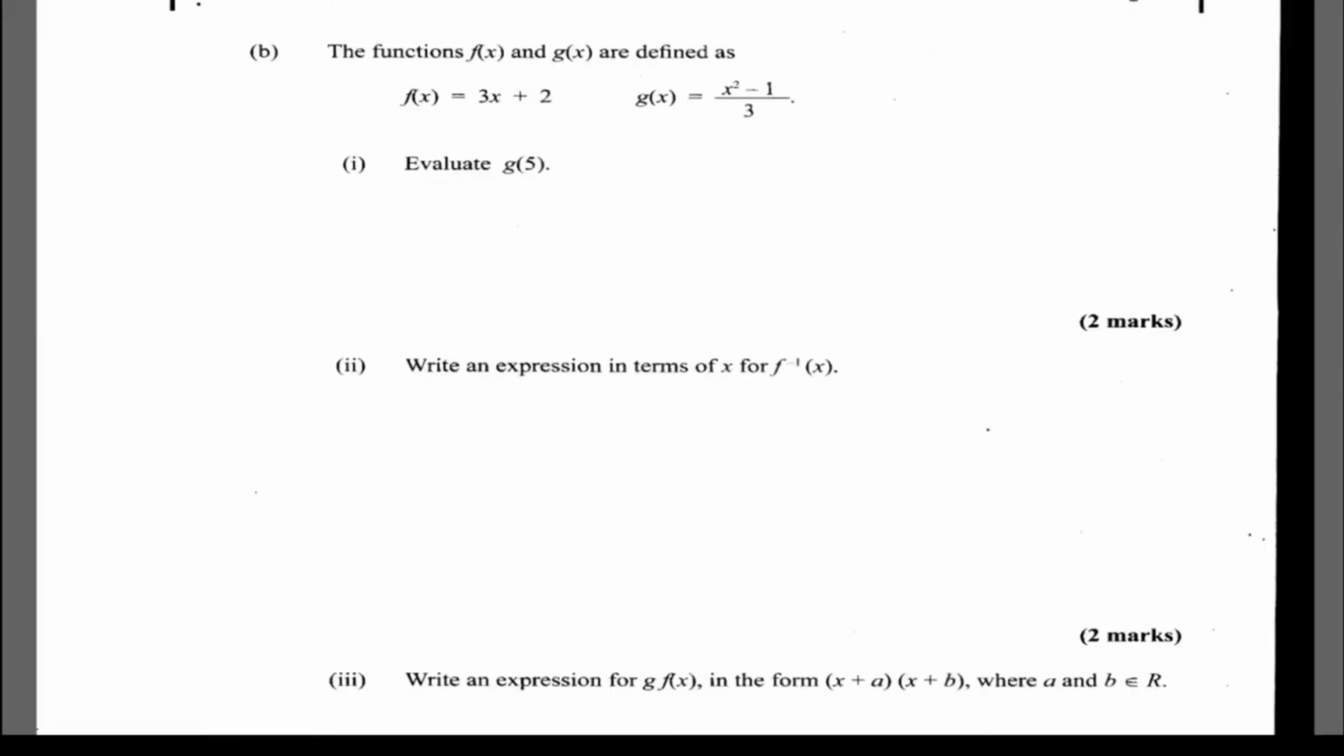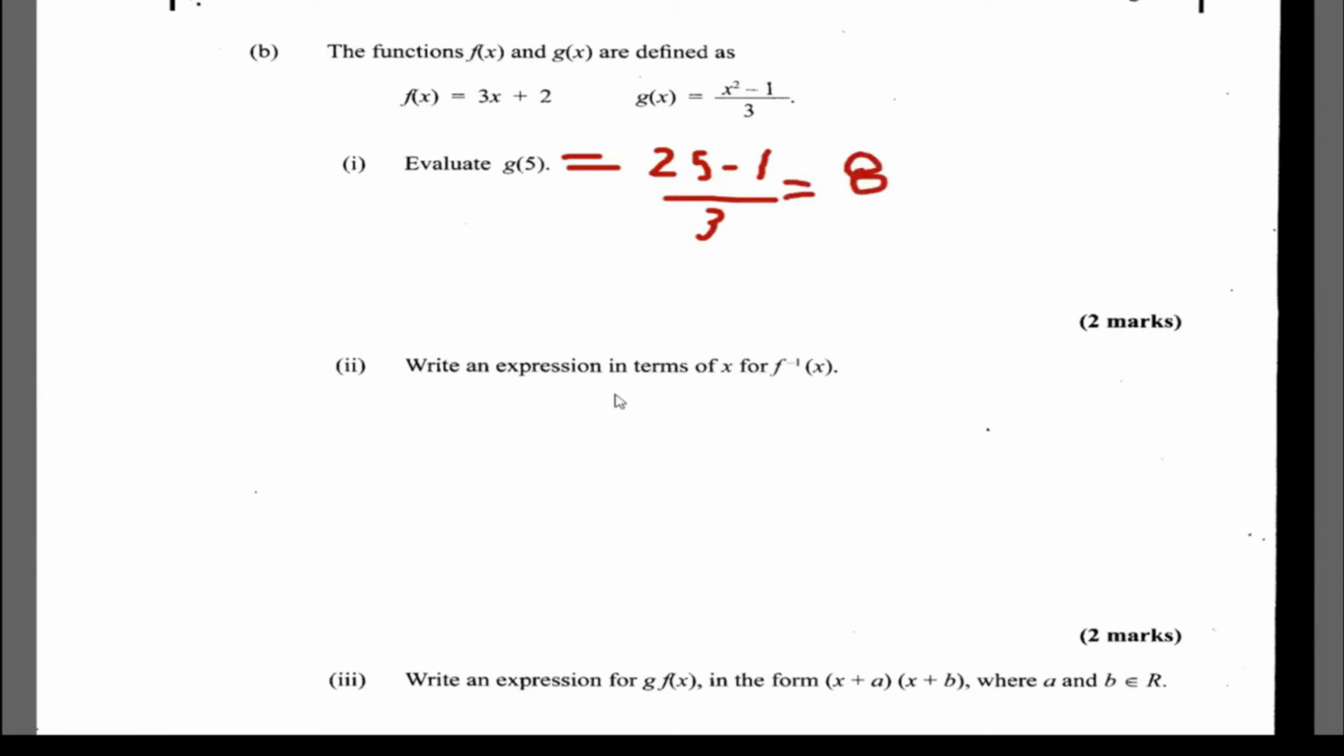Part B. Part B says, find G of 5. You put 5 into G, and so G of 5 is equal to 5 squared, which is 25, minus 1 over 3, and that's 24 over 3, which is 8. So G of 5 is equal to 8.